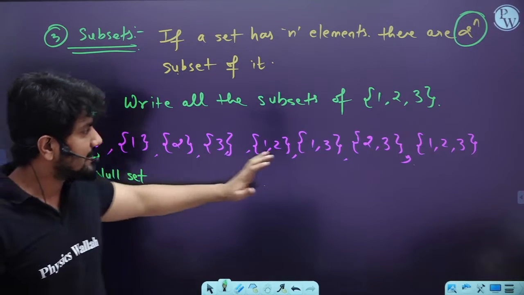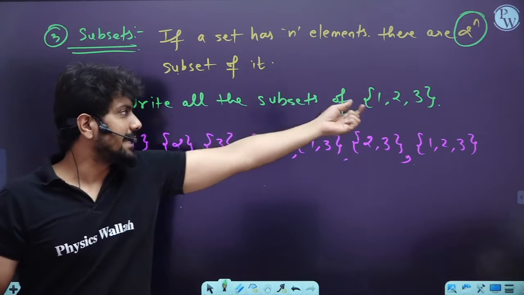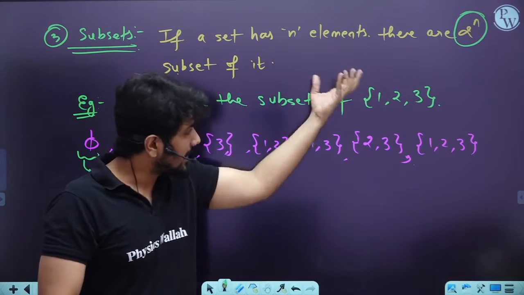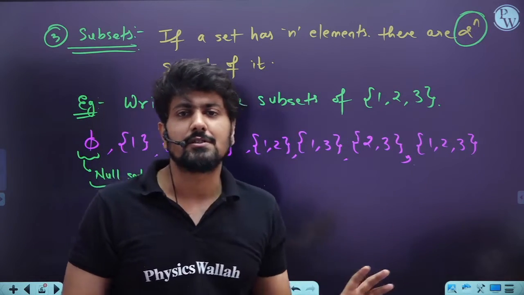And then this is how we can make subsets. Like here, first of all, I'm taking only one element, like I'm only taking 1, then 2, then 3, then I'm taking two elements, and then I have taken all the 3 elements over here. These are all the subsets of it.